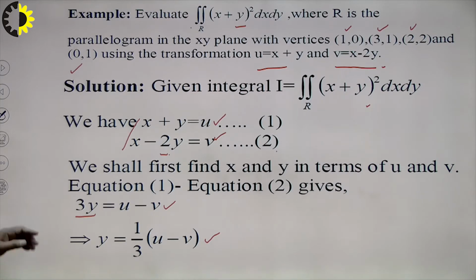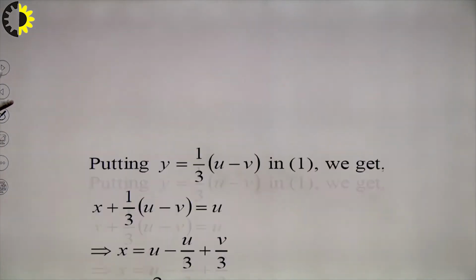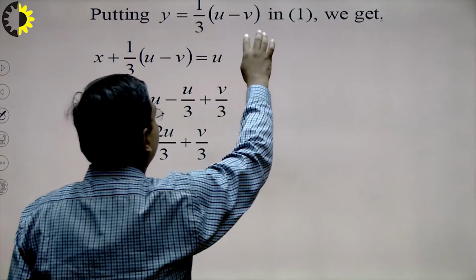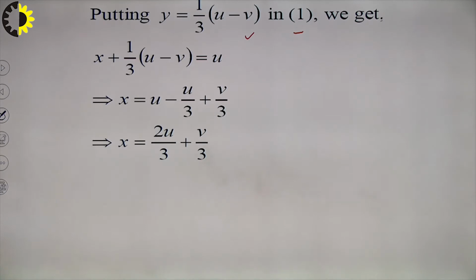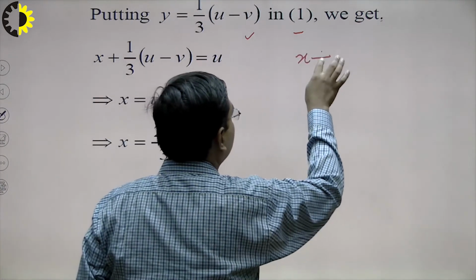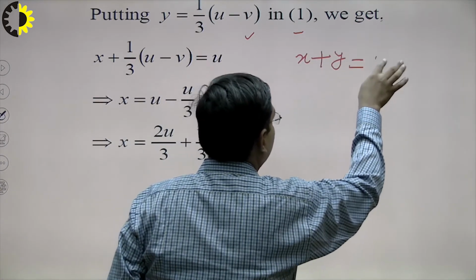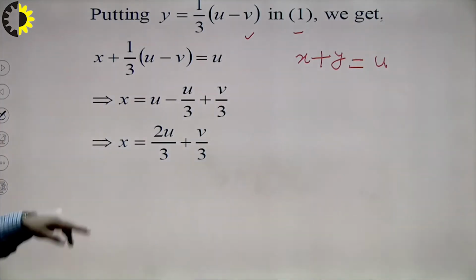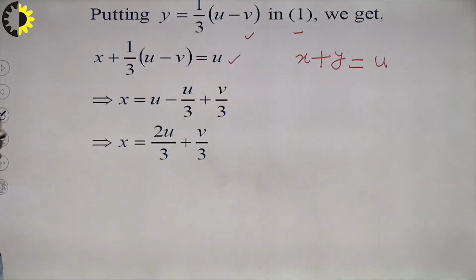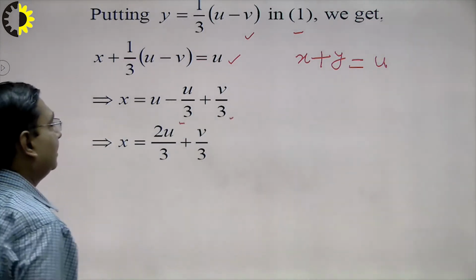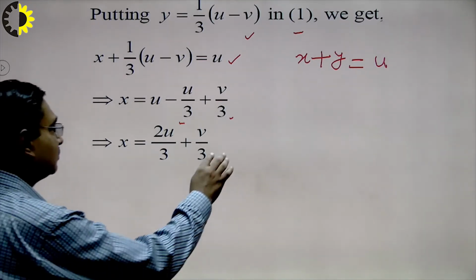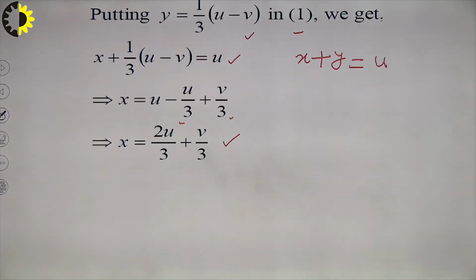Now we shall try to find x. For this, the value of y is substituted in, say, equation 1, because the first equation was x plus y equals to u. So putting y equals to 1 upon 3 (u minus v), it will be u. This 1 by 3 (u minus v) will be transposed toward the right hand side. It gives u minus u by 3 plus v by 3, and x becomes 2u by 3 plus v by 3.